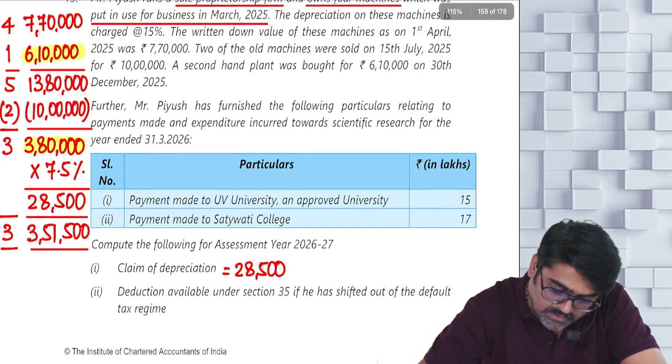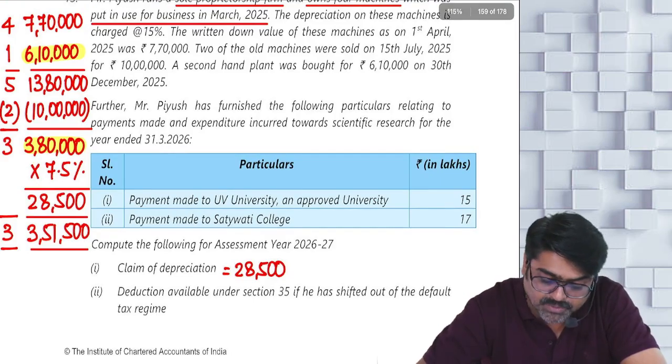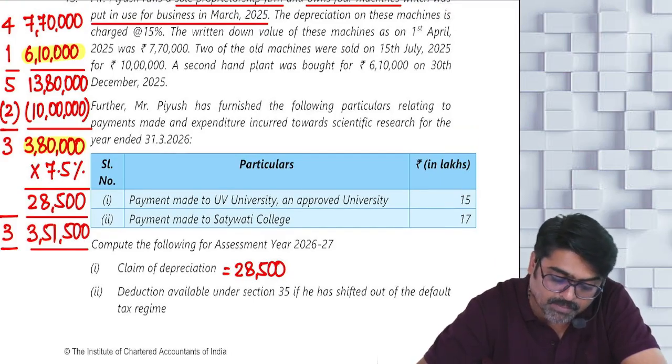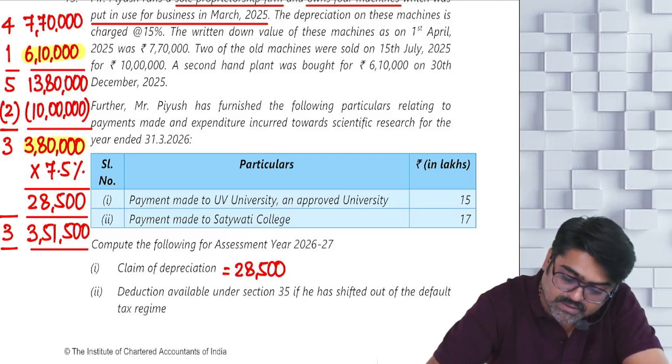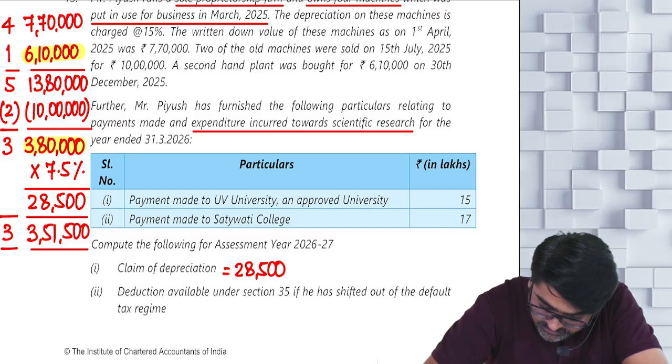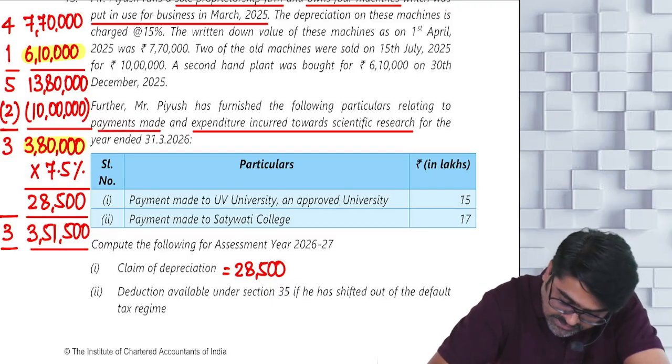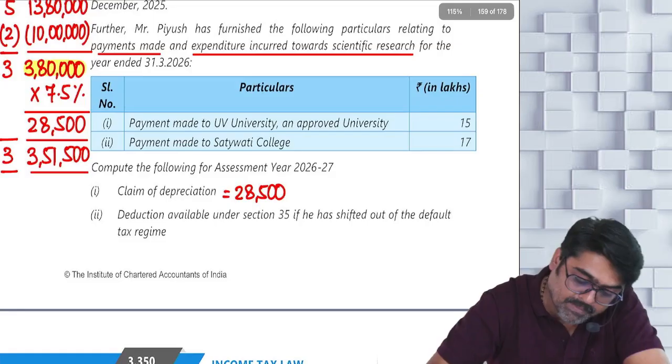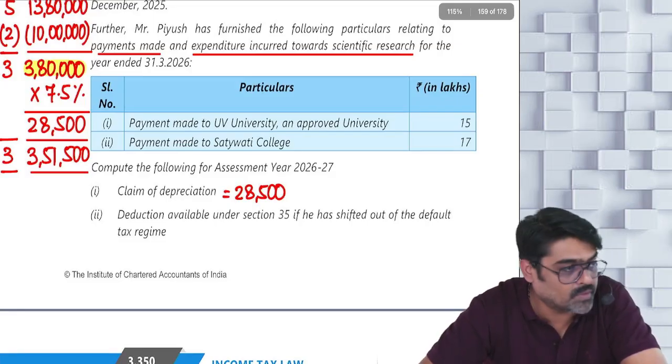Now they are telling you, further Mr. Piyush has furnished the following particulars relating to the payments made and expenditure incurred towards scientific research. Yes or no? Now, payment made to UV University, an approved university.